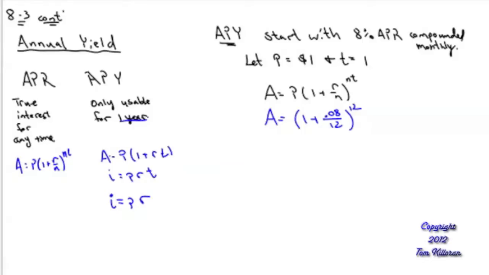All right, calculate out this side. Then you get A equals 1... Well, how far do you want to go? 4 decimal places.